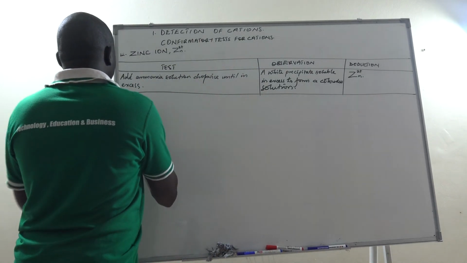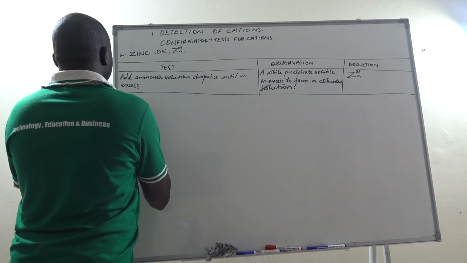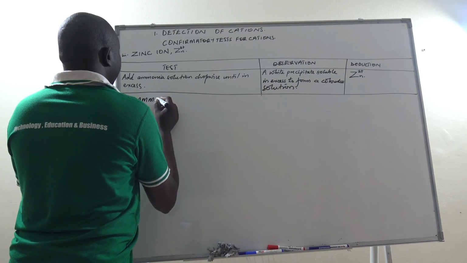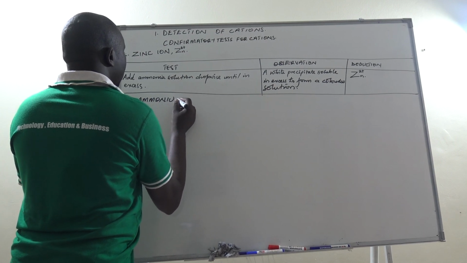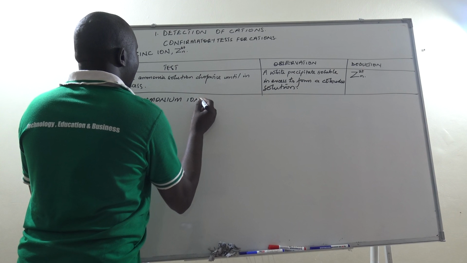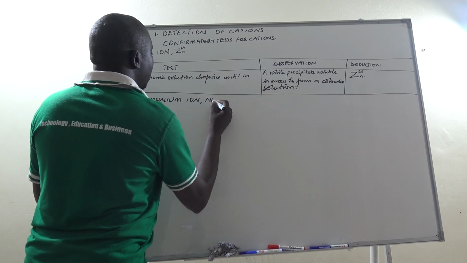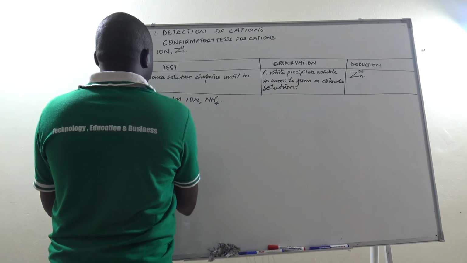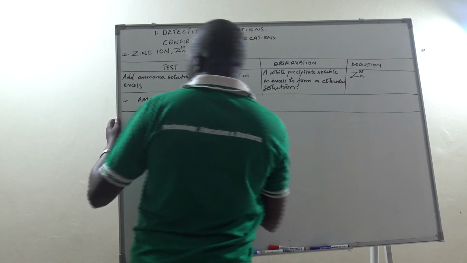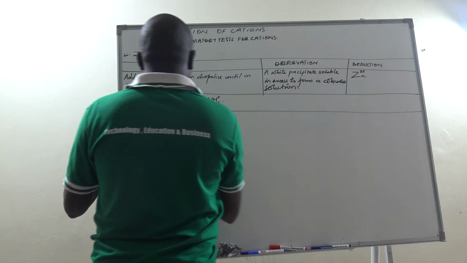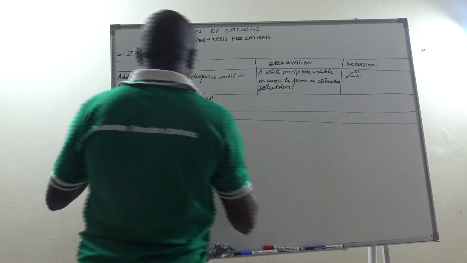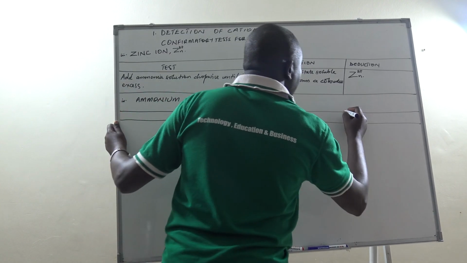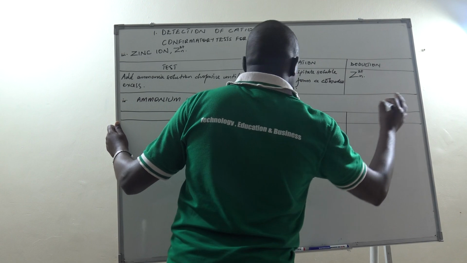Then let us go to the next one, and that is the ammonium ion. Ammonium ion in solution also. So let us also have that simple table for test, observation and deduction as well, which you are not supposed to forget in this case.